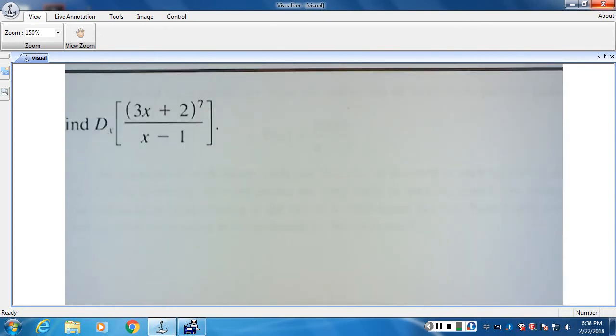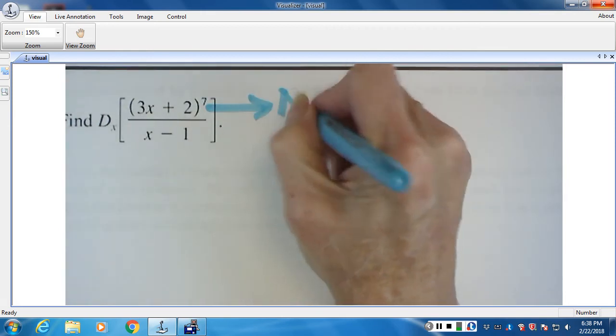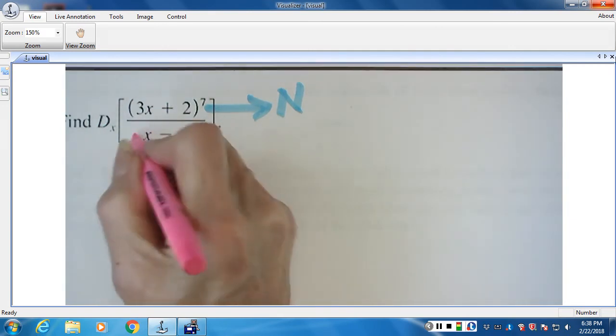Okay. Yes, there is a chain rule problem here, but before you worry about where the chain rule problem is, what kind of a problem is this? It's a quotient rule. It's a quotient rule. That means it's got a numerator and it's got a denominator. This is its numerator. This is its denominator.